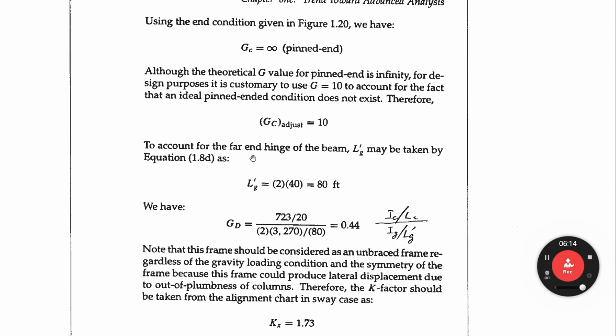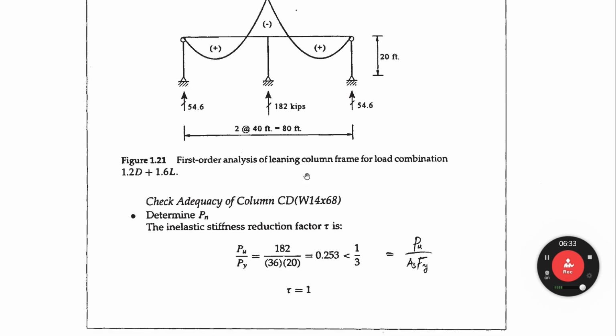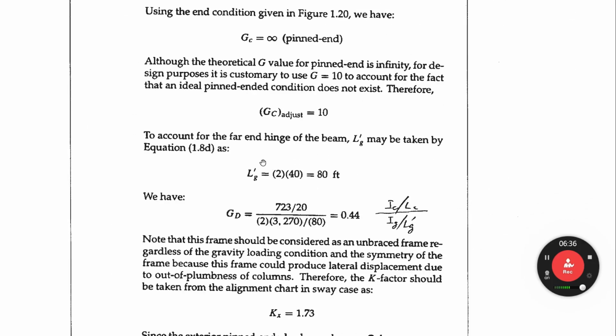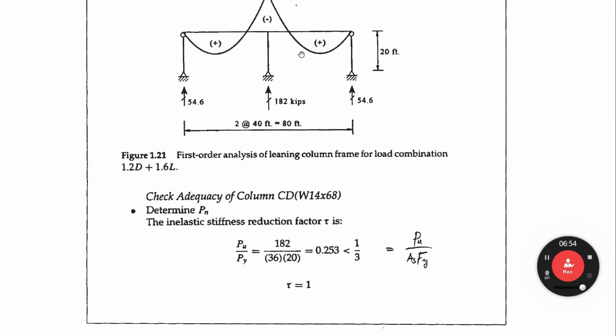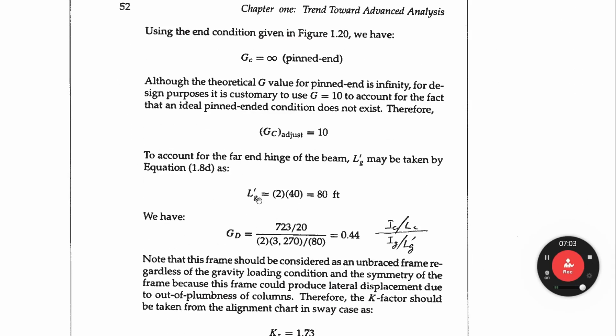To account for the far end hinge of the beam, let's look from here to the far end of the beam. It is not rigidly connected. It is hinged, right? So we have to adjust to LG prime. We have to use LG prime. So for the far end hinge case of an unbraced frame, it equals the original beam length, which is 40, times 2. So LG prime must be 80.